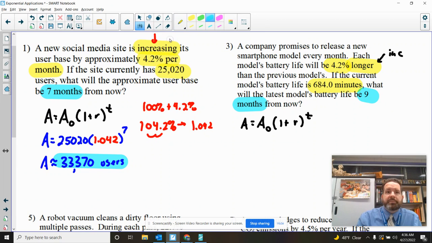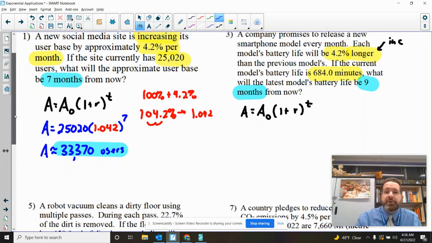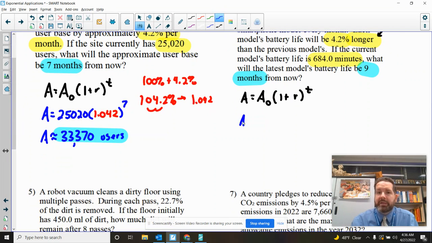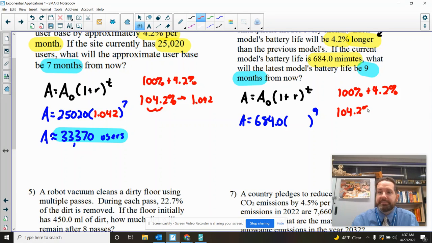Okay, let's fill in what we know. I don't know the battery life in 9 months, but I do know the battery life now, 684.0 minutes. We'll look at the multiplier in just a moment. Our time is going to be 9 months. Now, this multiplier, because it's the same percentage as the previous one, we're going to end up with the same multiplier as the previous one. But just for practice, this gives us 104.2%, which has a decimal, 1.042.